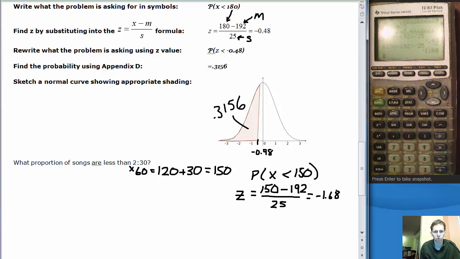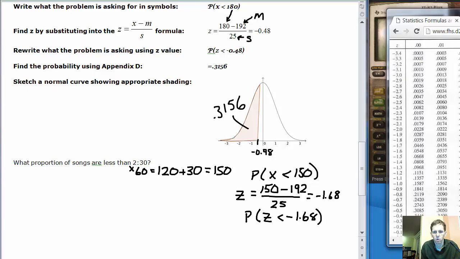In our next step, we're going to rewrite the problem using this z and this value. Instead of saying x is less than 150, we're going to turn it into a standardized value on a bell curve. So we're looking for the probability on the bell curve that we're less than negative 1.68 tick marks from the mean.